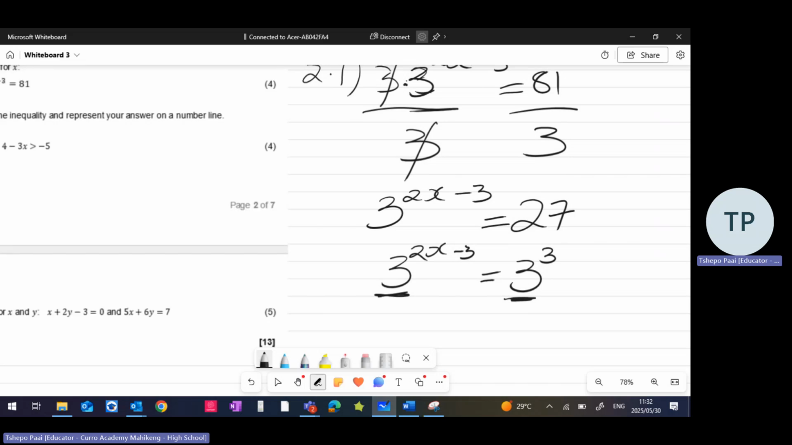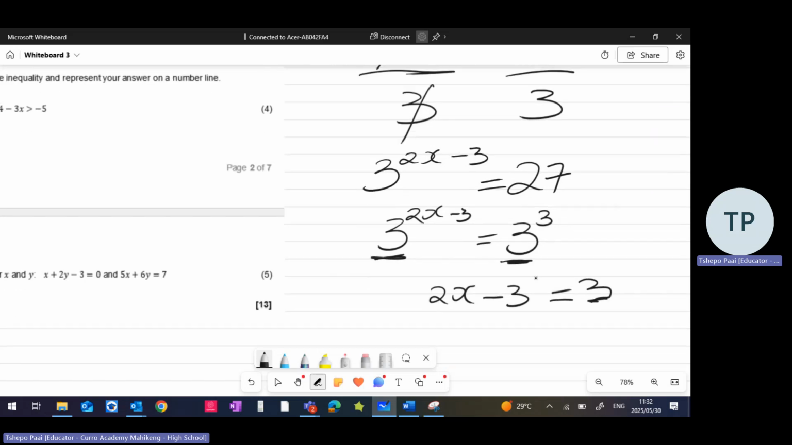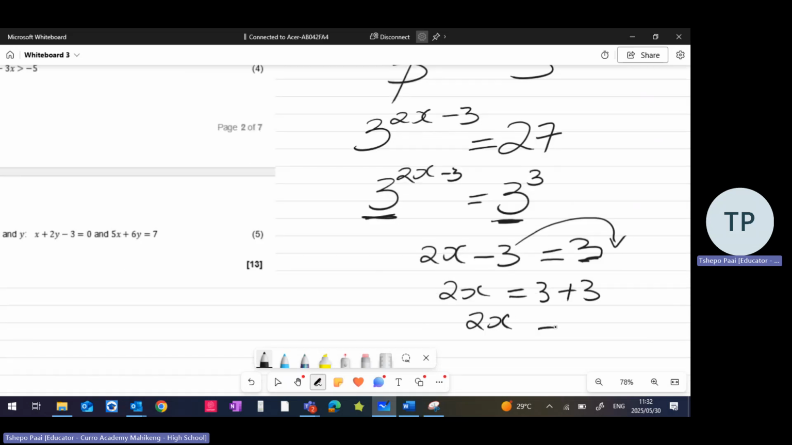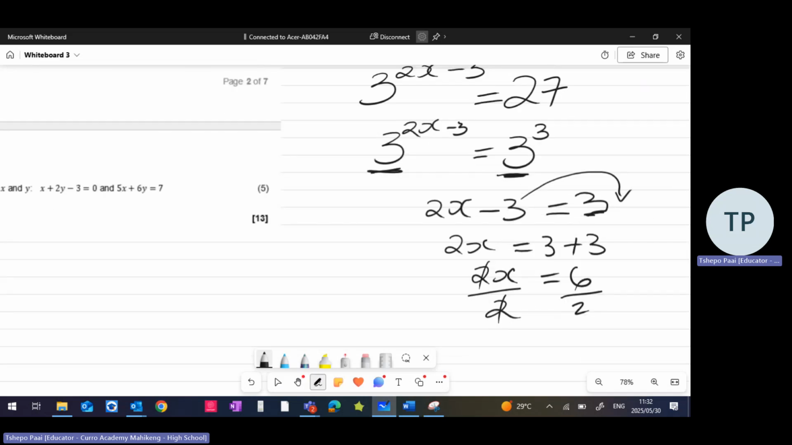Exponential equations, when 2 powers are equated and the bases are the same, what do we do? We drop the bases. Therefore, 2x minus 3 will be equal to 3. Are we together? Then we go to the next step. This minus 3 transposed to that side. We have 2x equals 3 plus 3. Therefore, 2x equals 6. Then we can divide by 2 both sides. Finally, our x value will be equal to 3.